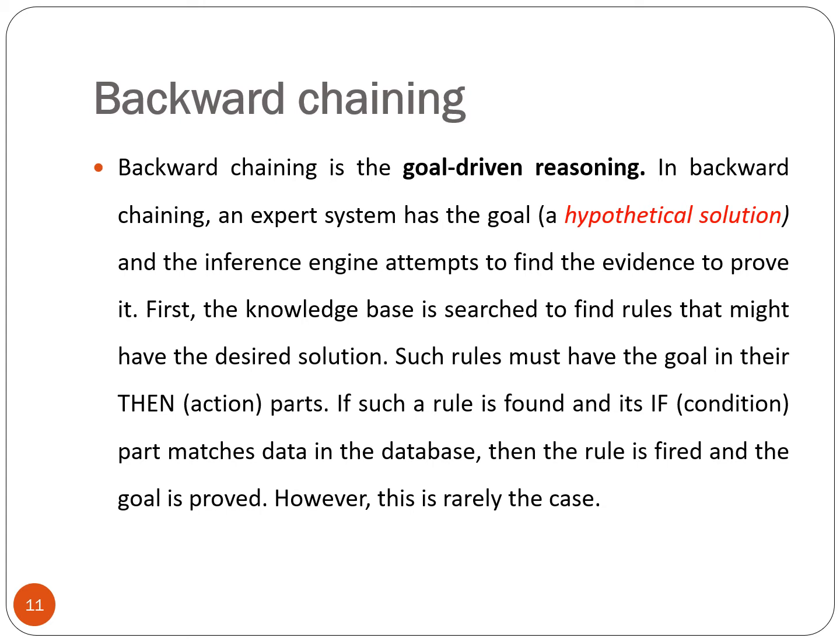First, the knowledge base is searched to find the rules that might have the desired solution. Such a rule must have the goal in its then action part. If such a rule is found and its if condition part matches the data, the facts in the database, then the rule is fired and the goal is proved. But this is a rare case, where you fire one rule and suddenly get the solution right away.